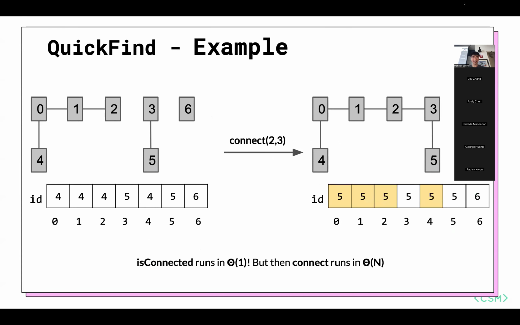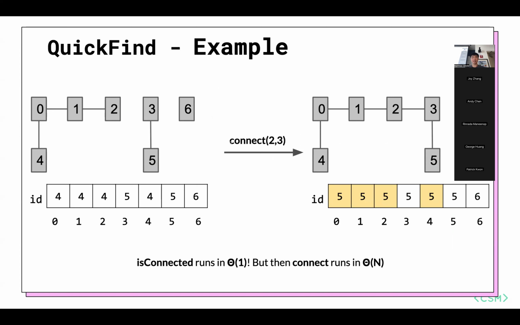So for a quick example on quick find, I'll just go over the array really quickly. 0, 1, 2, and 4 all have set ID 4, which represents the fact that they are all in the same set. 3 and 5 have the set ID 5, which means they're in the same set, and then 6 is on its own.